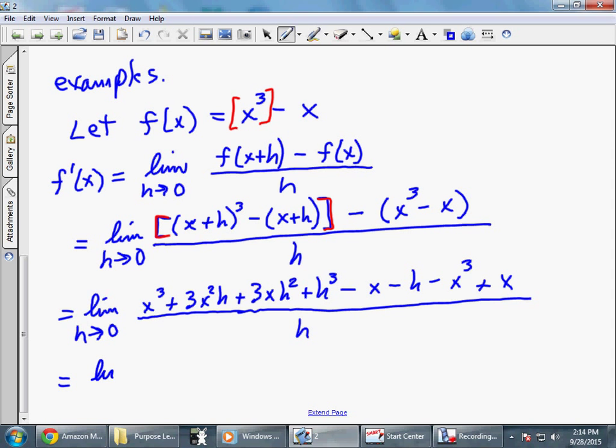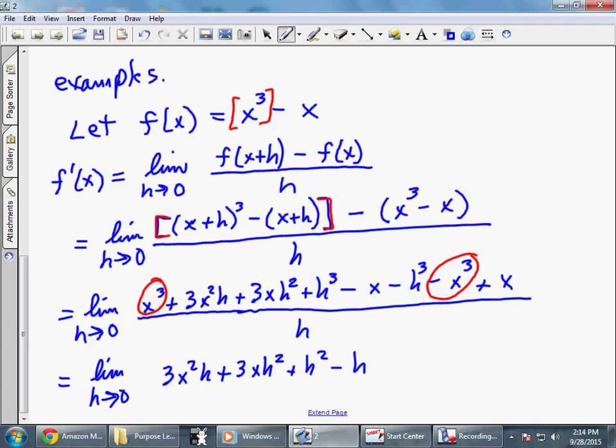Okay. Equals the limit as h approaches 0 of 3x squared h plus 3x h squared plus h squared minus h. Okay? Well, what happened to h cubed? There's a negative one right there. But I think they're saying that the h should be cubed. Oh, yeah. Right there. Thank you. Stay with it. Good.